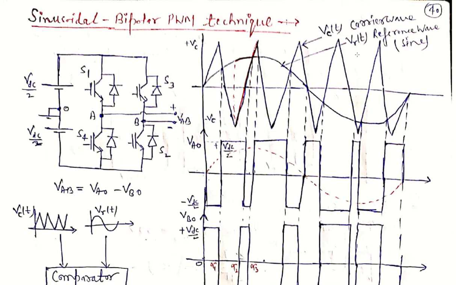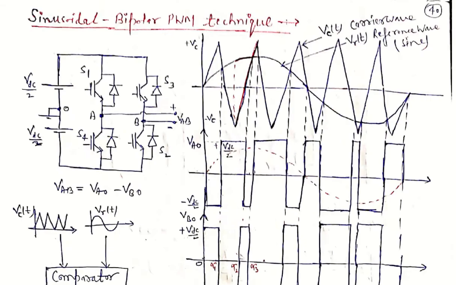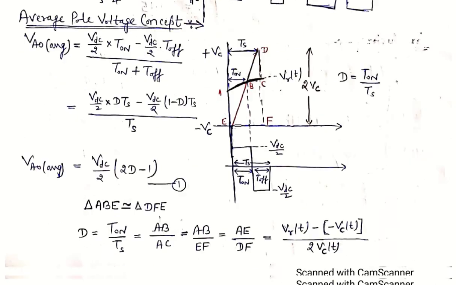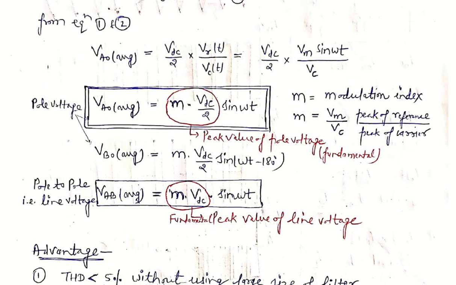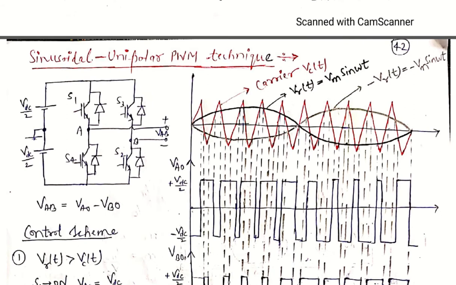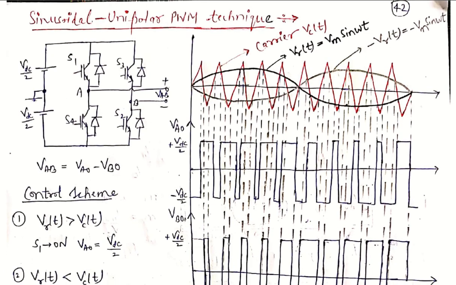Now we will continue our second sinusoidal technique of generation for the PWM pulses. The earlier lecture covered the bipolar technique, through which we derived the average and pole voltage concept. Now we will come to another technique, known as the unipolar PWM technique. So this is a unipolar PWM technique.